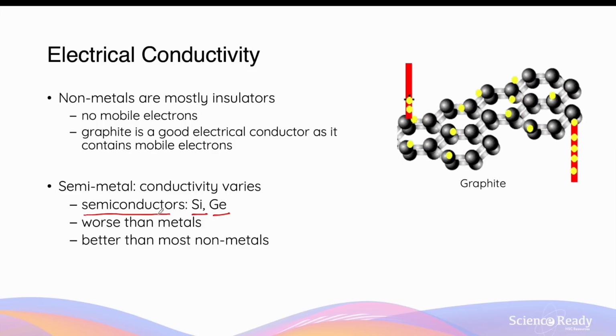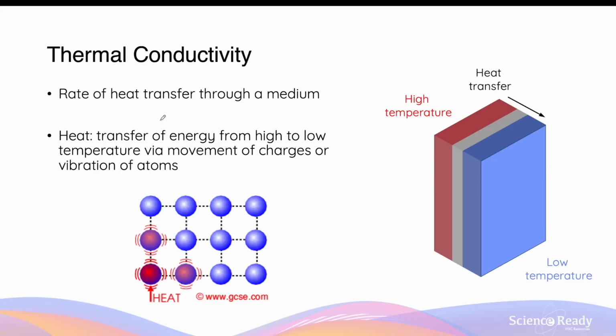So pure forms of silicon and germanium are not very good at conducting electricity until they're modified in unique processes to become semiconductors. Even when they become conductive, semimetals are worse than metals at conducting electricity, but they are better than most nonmetals. So again, they display that intermediate property between metals and nonmetals when it comes to electrical conductivity.